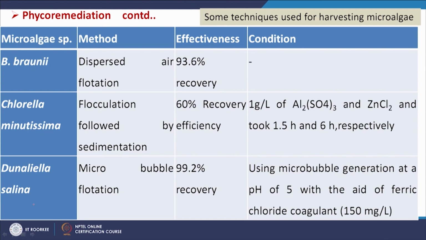And some other examples, with different microalgal species used and different methods like dispersed flotation, flocculation followed by sedimentation, microbubble flotation, etcetera. Here also the effectiveness is given. Somewhere it is 93.6%, here it is 60%, here 99.2% recovery, and these are the conditions which have been used for this harvesting process.